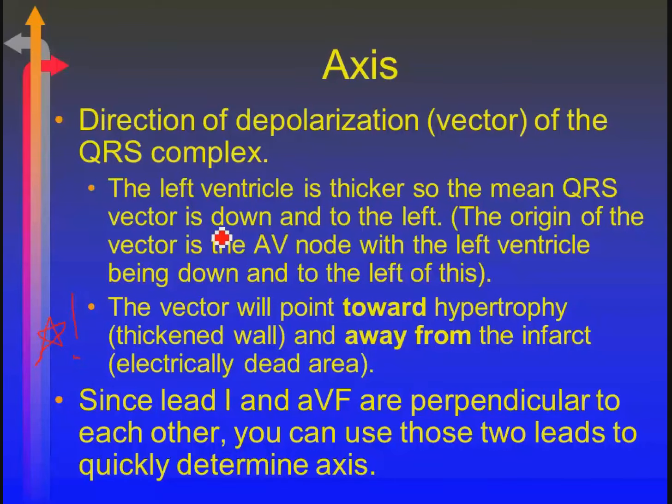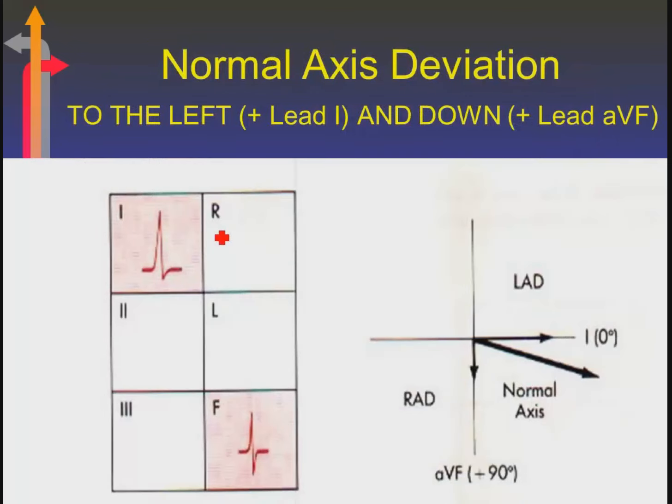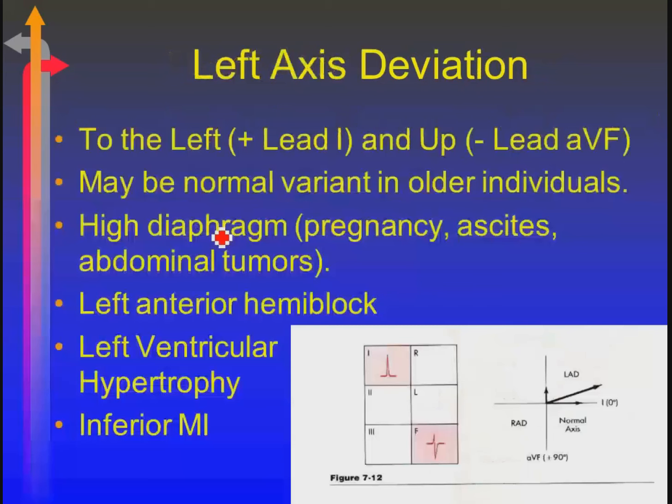Well, I mean, that makes sense. Dead tissue, it can't move towards it. It's got to move away from it. So here I end up having positive deflection in lead 1, positive deflection in AVF. I have a normal axis. Left axis deviation, meaning I have a positive in 1, an overall negative in AVF.